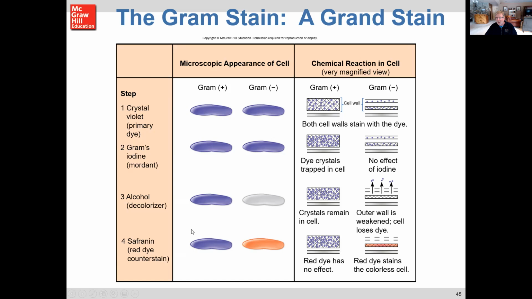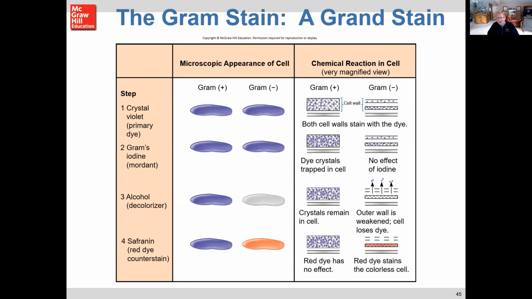So when you examine those cells under the microscope at the end, you can definitely see the purple gram-positive and differentiate it from the red or pink gram-negative types of bacteria. So you simply look at the color. Is it purple? It's gram-positive. If it's pink or red, which is the color of the safranin, it's gram-negative.